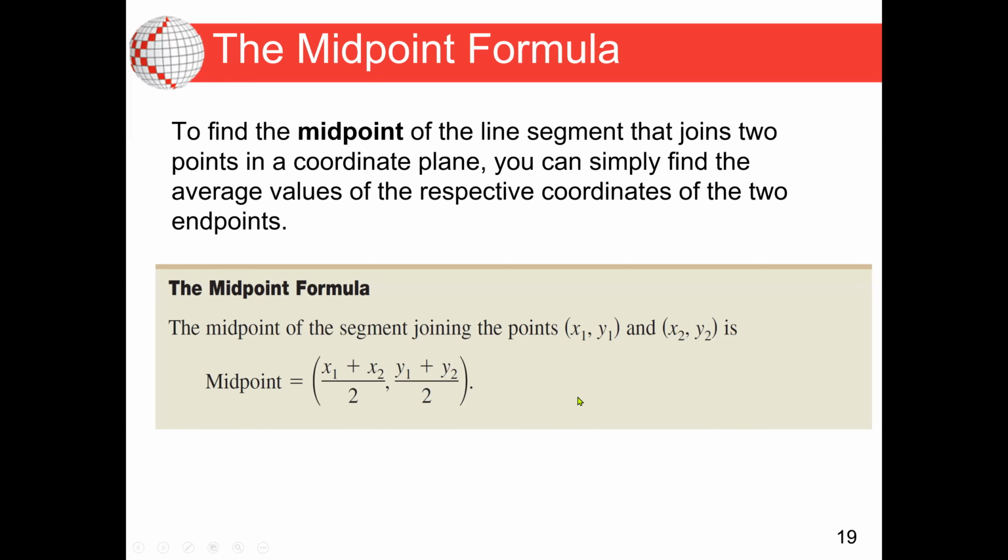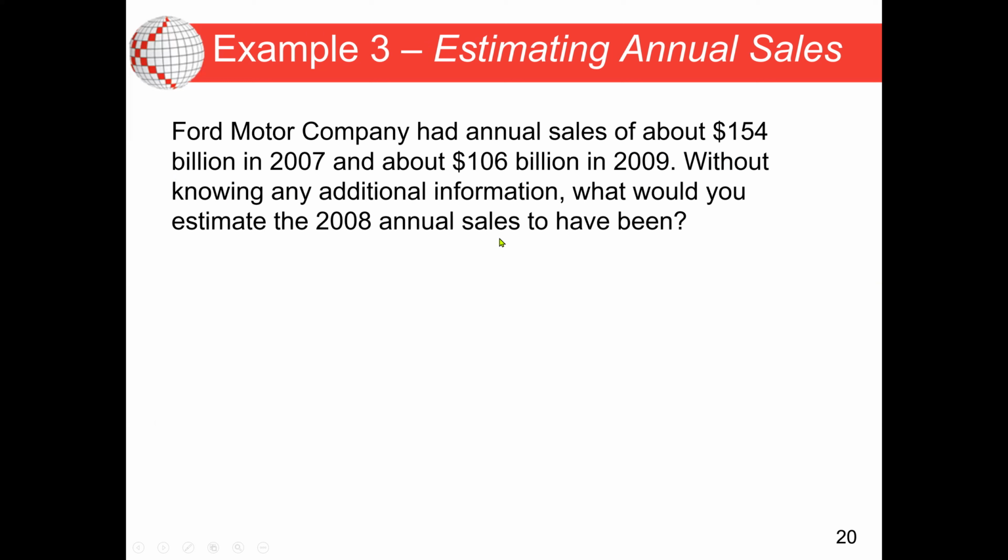So let's see an example. Here we apply it to a business application. Here we say the Ford Motor Company had annual sales of about 154 billion in 2007 and also about 106 billion in 2009. Without knowing any additional information, what would you estimate the 2008 annual sales to have been? We don't have any value. But this idea will bring us back to the midpoint because we have 2007 to 2009. 2008 is between 2007 and 2009.